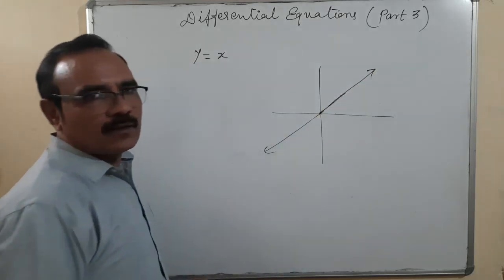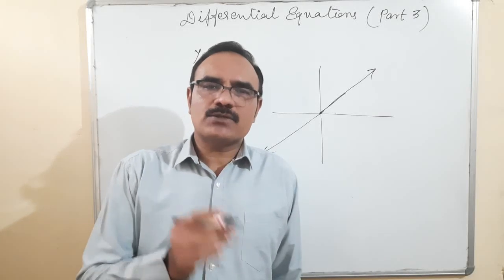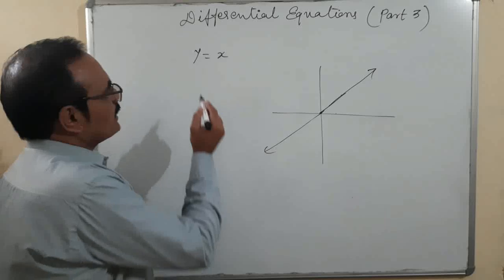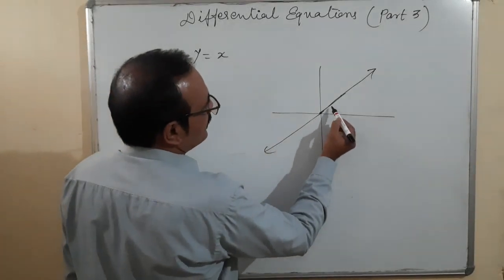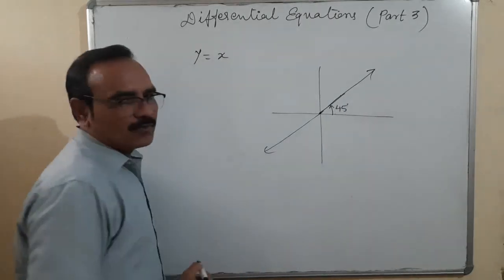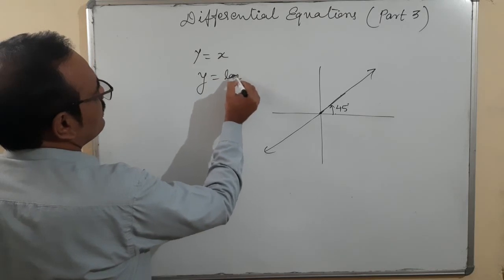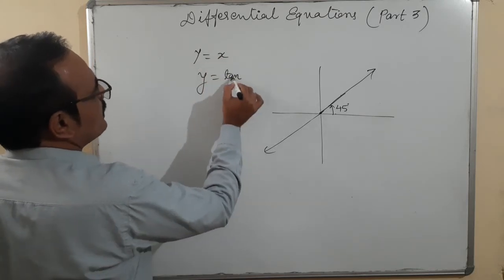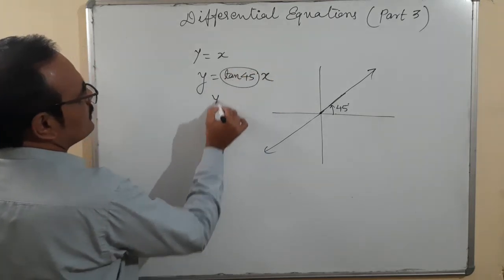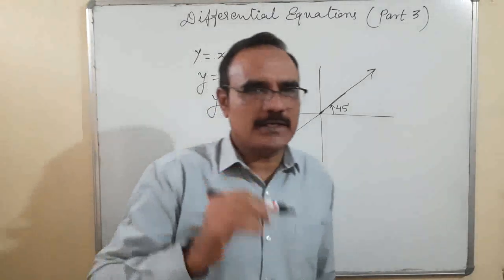Suppose we are going to write the equation of a line passing through the origin. This is the equation, and it has a very particular term. That means it makes an angle of 45 degrees. How can I say it's making an angle of 45 degrees? Because I can write y is equal to, this is actually y is equal to mx, so tan 45 into x. The value of tan 45 is 1, so y is equal to x. And tan theta is m, the slope or gradient.